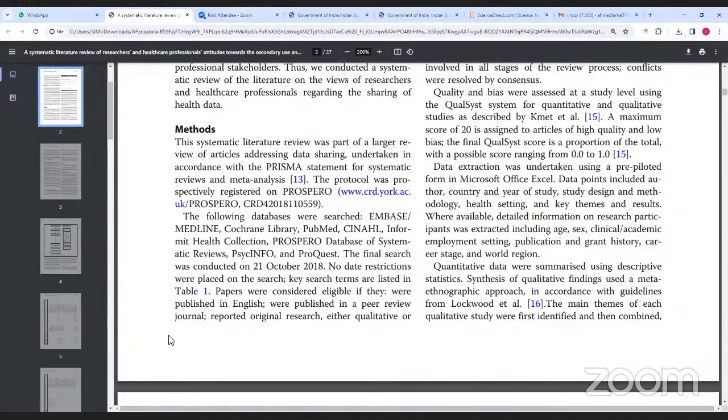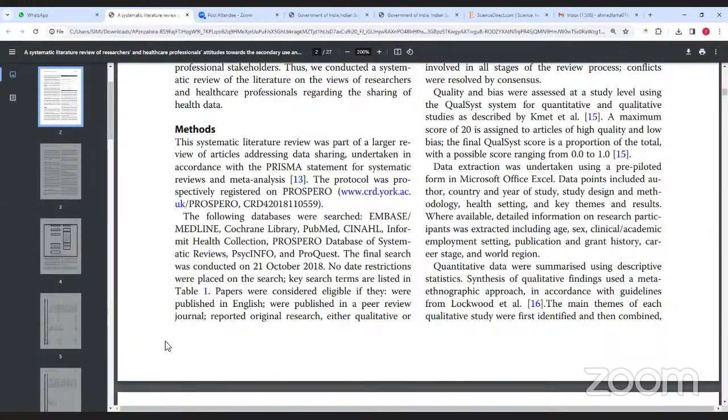This systematic literature review was part of a larger review of articles addressing data sharing, undertaken in accordance with the PRISMA statement for systematic reviews and meta-analysis. The protocol was prospectively registered on PROSPERO. The following databases were searched: Embase, Medline, Cochrane Library, PubMed, CINAHL, Informit Health Collection, PROSPERO Database of Systematic Reviews, PsycINFO, and ProQuest. The final search was conducted on 21st October 2018. No date restrictions were placed on the search. Key search terms are listed in Table 1.